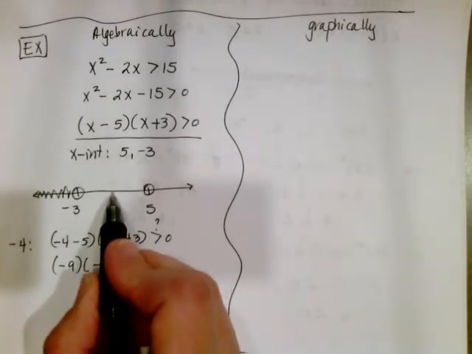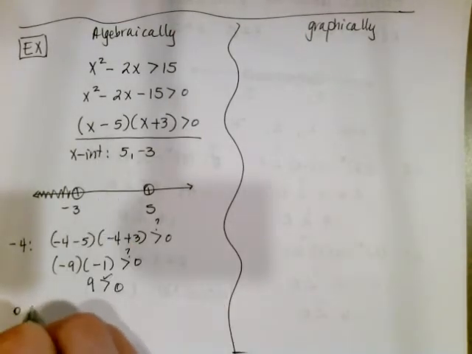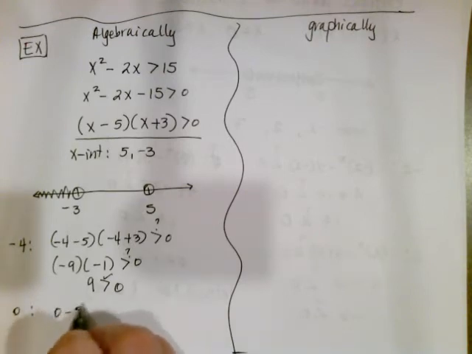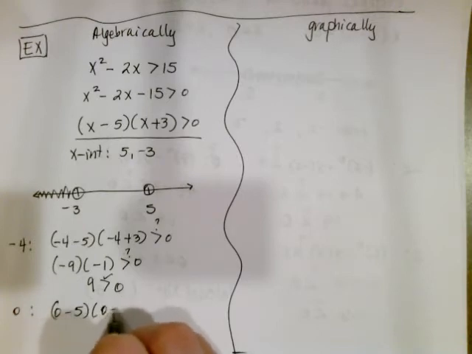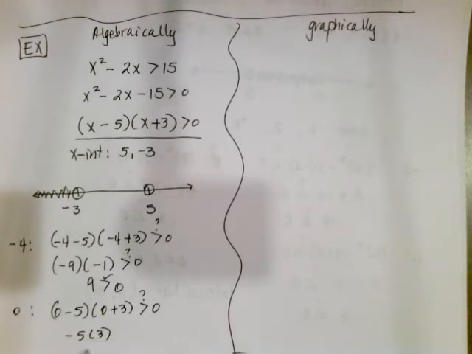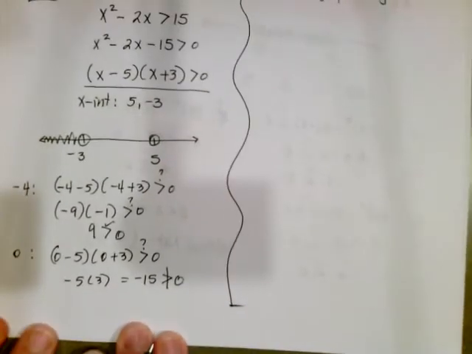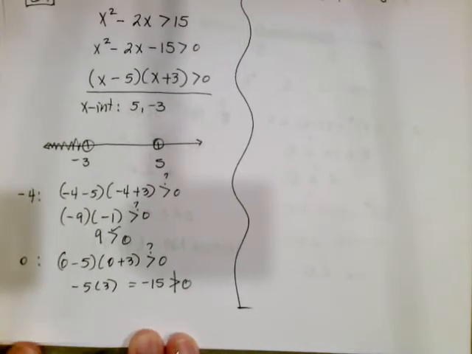Now I'm going to test a value in this interval. I'm going to test a 0 because 0 is nice. So I would get a 0 minus 5, and then a 0 plus 3, and I want to know if it's greater than 0. A negative 5 times 3 is a negative 15, and a negative 15 is not greater than 0. So the middle interval is not part of my solution.